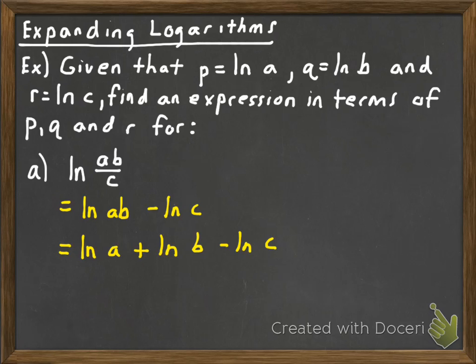All right. Then finally, the ln of A is equal to P, the ln of B is equal to Q, ln of C is equal to R, and we want our expression to be in terms of P, Q, and R. Well, let's go ahead and substitute then. The ln of A is P, so we got a P and then plus a Q and then minus R. That's what we're trying to do right here.